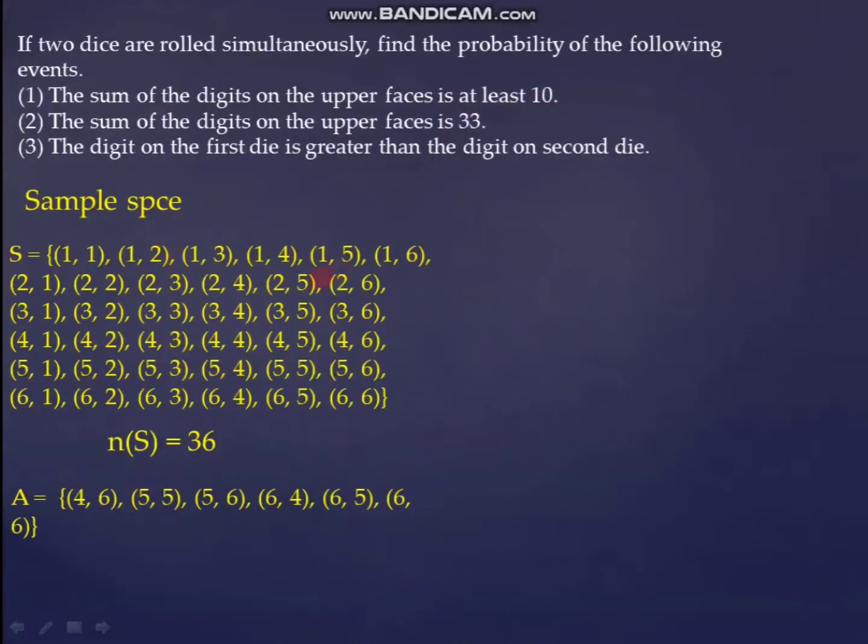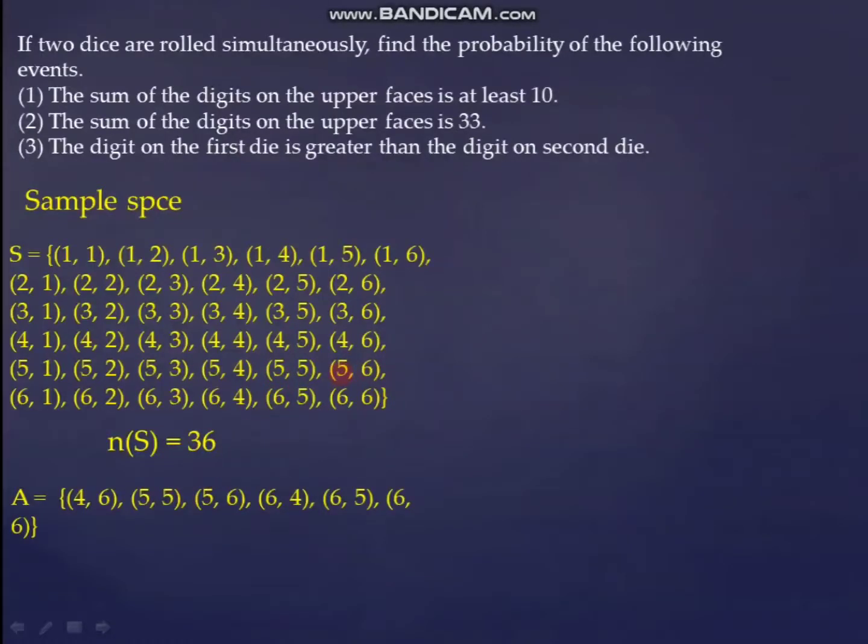So if we take the first point, that's 4 6, it is 4 plus 6, that's 10. And if we consider all other sample points before 4 6, we can see that no element is there for which the sum of digits on the upper faces is 10. So it starts with 4 6, then next to it we have 5 5, because after 4 6 there are points 5 1 and 5 2, but the sum is not 10. The next point is 5 5 because 5 plus 5, that's 10.